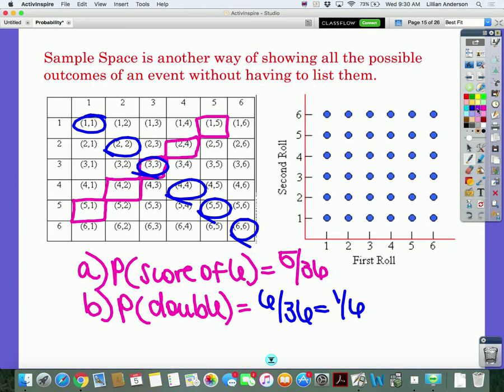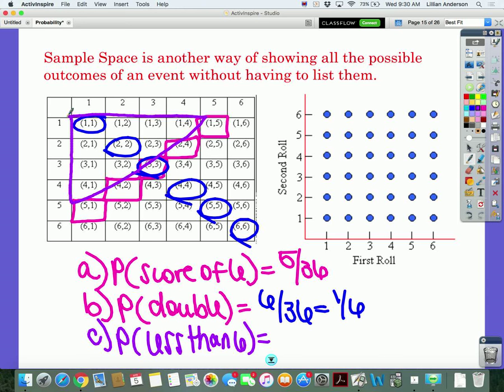And then the last one was to find the probability of a score less than 6. Well, if the pink represents all the scores that were 6 exactly, then the ones that are less than 6 will be all of these, would it not? And how many was that? It was 10, which reduces down to what? 5/18. Simple as that. So you can use sample spaces to help you, it's just another visual, okay?